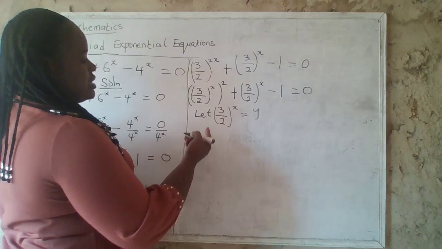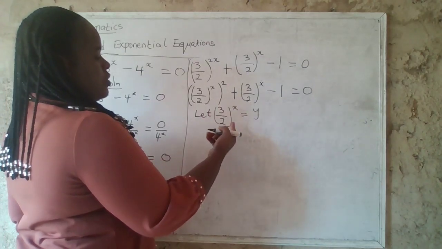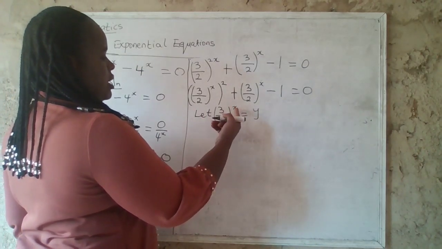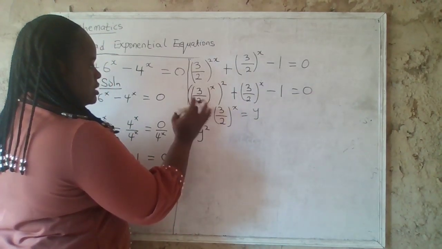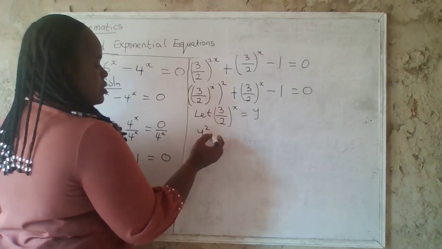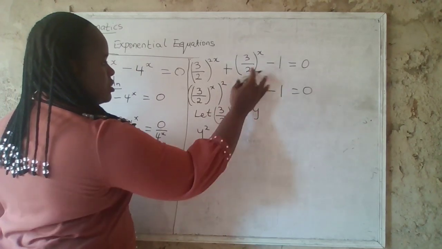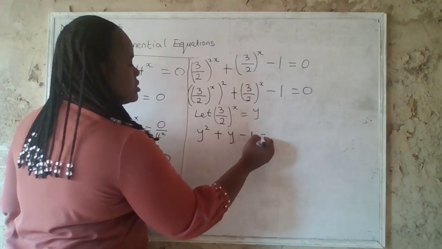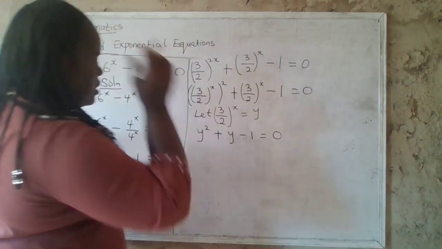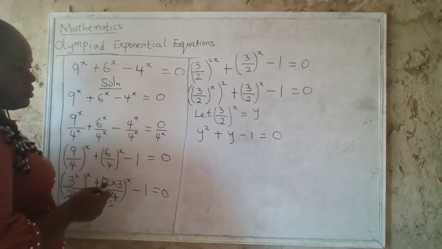Now, substituting 3 over 2 all raised to power x as y in this equation, we will have y squared plus y minus 1 is equal to 0. Now we have a quadratic equation.